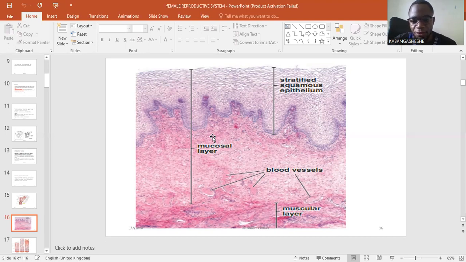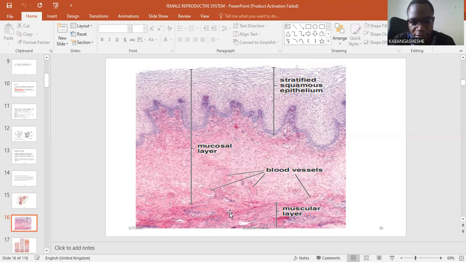But in the vagina, we don't have such kind of arrangement. So the submucosa is devoid of glands. There are no glands here whatsoever. But you can see some blood vessels and a lot of connective tissue cells. There are fibroblasts and all those cells of connective tissue that we earlier discussed.